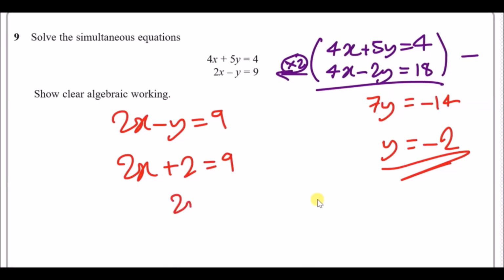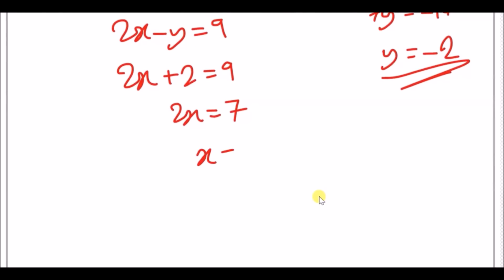Subtracting 2 across, you get 2x equals 7. And dividing by 2, x equals 7 over 2, or 3.5, if you really care.